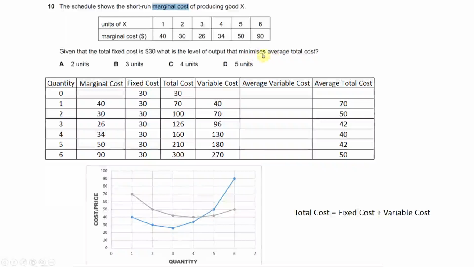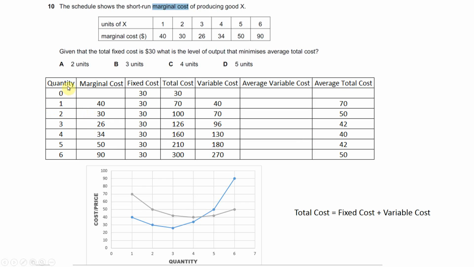Average total cost. So now we need to find out where the average cost is smallest and what quantity corresponds with that minimum average total cost. And that is 4. So the answer to this question is C. Okay, now keys to remember.